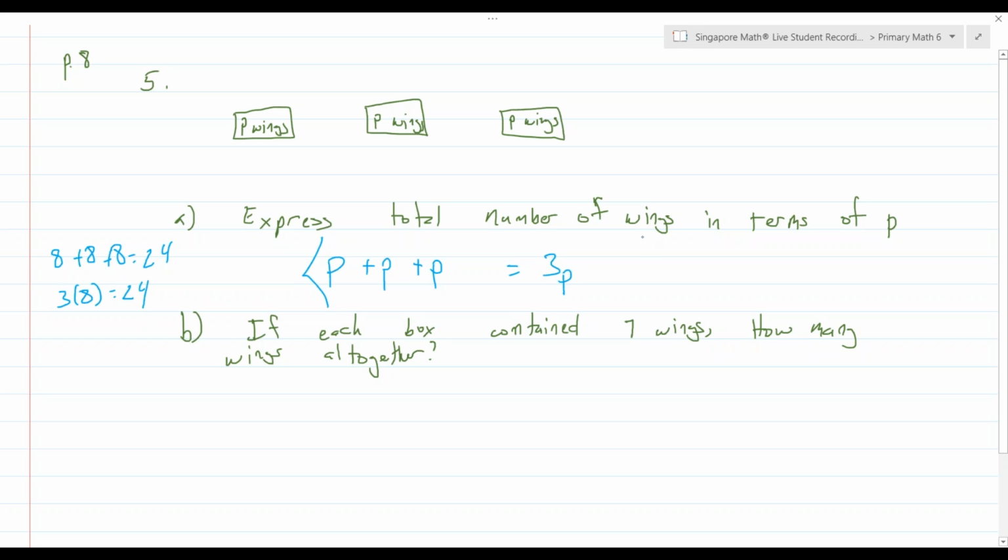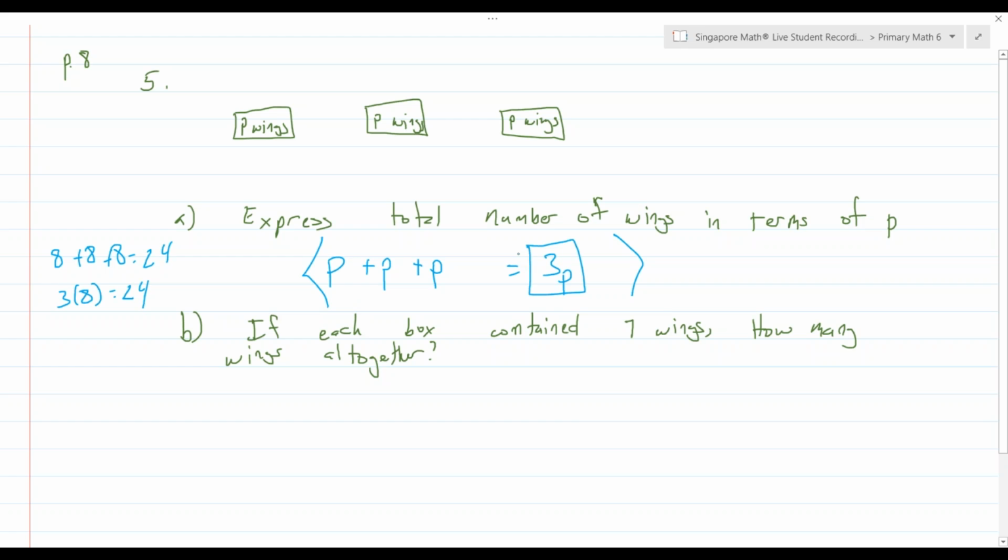Somehow this may feel a little confusing. How did you go from addition to multiplication? But when we say 3p, we just mean p plus p plus p, just like 3 times 8 means 8 plus 8 plus 8. If you ever feel confused doing algebra, just take it back to numbers that you know. The rules don't change. It just looks funny to our eyes because it's in variables instead of in numbers. So the total number of wings in terms of P, you actually could put P plus P plus P, but this is the shortest expected answer.